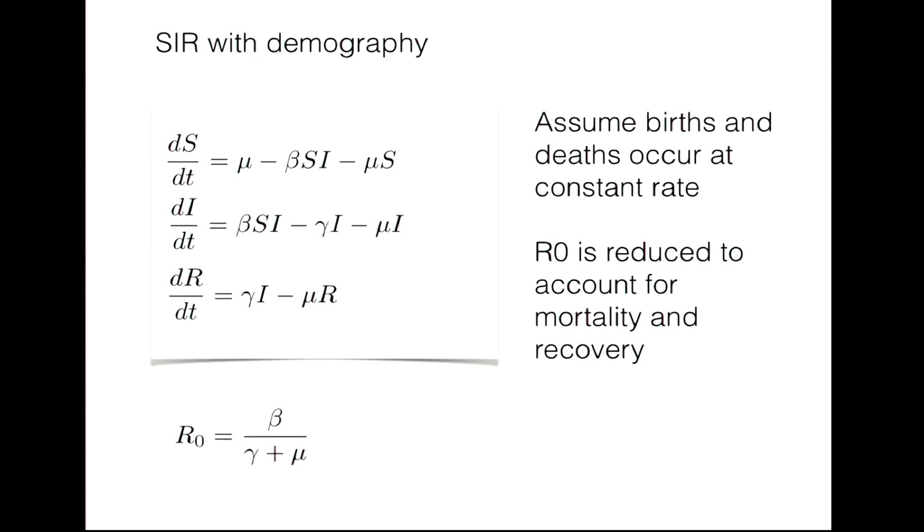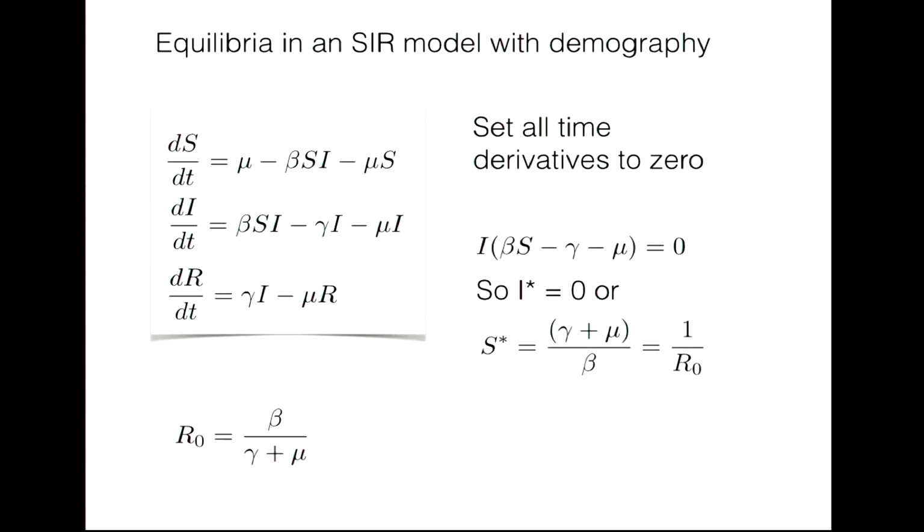So now you have the same argument that you used the last time. If R naught is less than 1, then the epidemic comes down. If R naught is greater than 1, it propagates within the population. But now the definition of R naught is modified a little bit by the existence of demographics.